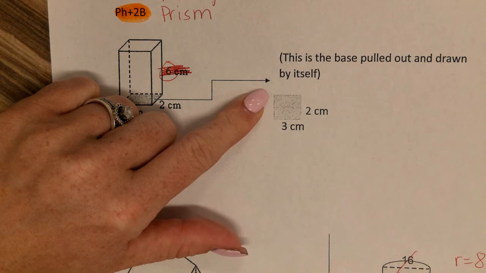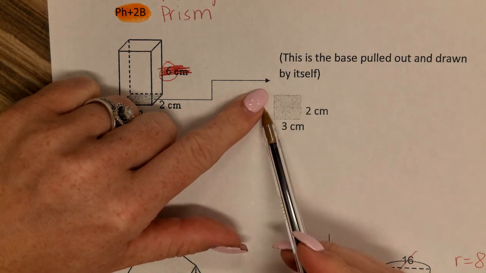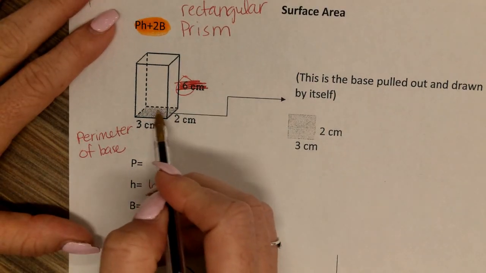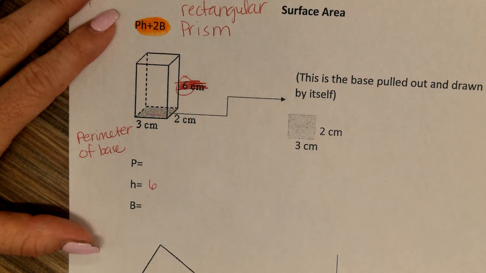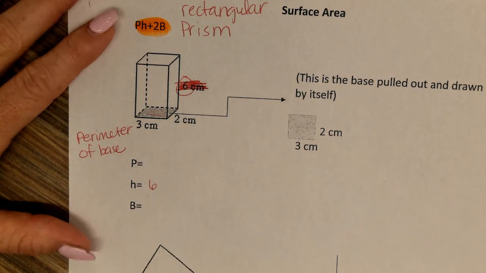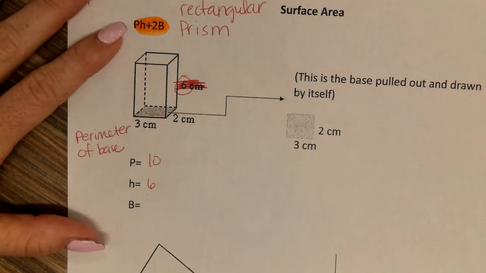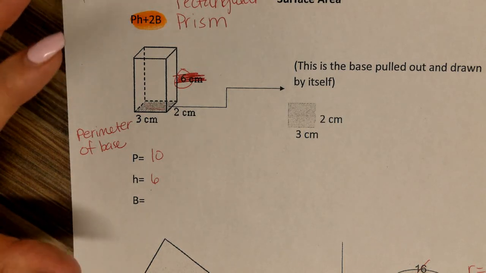That's how it looked. It said find the perimeter, and what would they do? 3 plus 3 plus 2 plus 2. That's what perimeter is. It's just looking at that base by itself and adding all the sides. So 3 plus 3 is 6, 2 plus 2 is 4, and 6 plus 4 is 10. Are we all good with P?